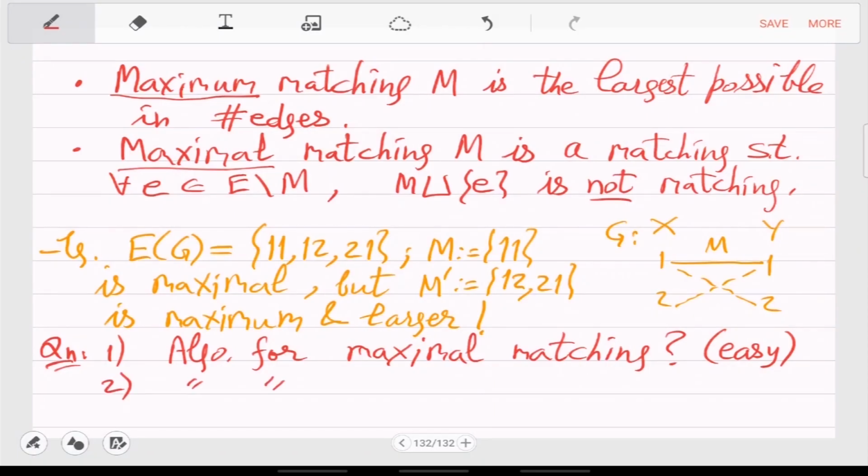Now, what's the algorithm for maximum matching? How do you find that? So this, of course, is problematic, much harder than the previous question because of these examples. Right? If you don't know which edge to pick, then your choice can be so bad that it will never expand to a maximum. It's basically a bad starting point which will keep you in a local maxima, which will be much smaller than the global maxima.